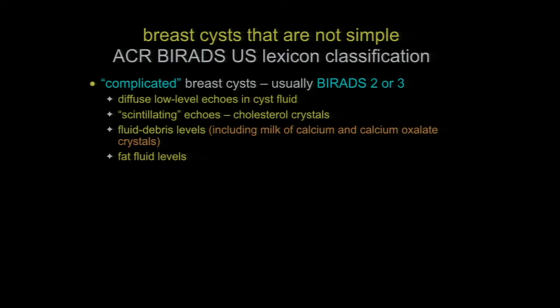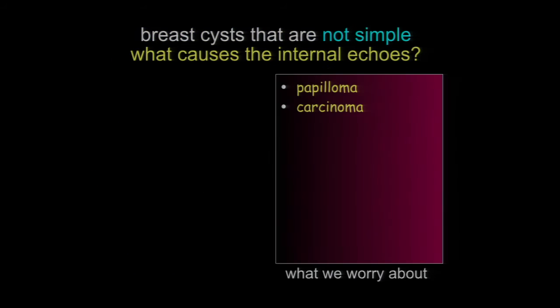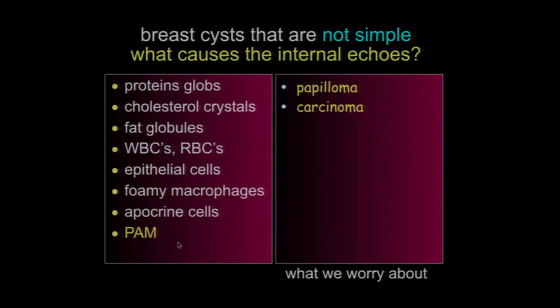Now, complicated cysts in the ACR BI-RADS category, usually BI-RADS 2 or 3, are just stuff that's inside a cyst: diffuse low-level echoes from protein or fat, scintillating echoes from cholesterol crystals, debris levels, fat fluid levels. And complex cysts are more concerning because they have true solid components in them, mural nodules, thick septations, or thick irregular wall. And to that I would add internal vascularity. What the ACR BI-RADS doesn't mention is that we still have cases where we're just not sure whether they're cystic or solid. I mean, you'd think in this day and age that wouldn't happen. We have cases we don't really know whether they're cystic or solid. I'll show you some techniques for figuring that out.